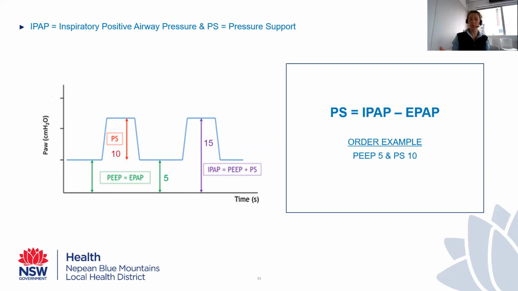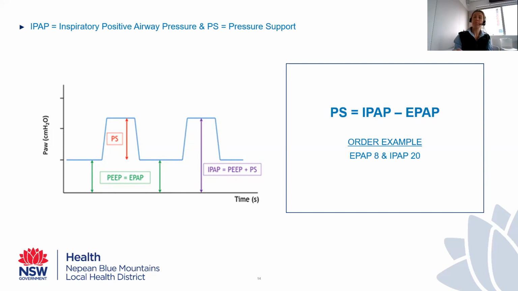So it is important that we understand the differences in the terminology and how we work out these pressures. So let's talk about another example. All right, I've got another one here. Remember, our pressure support is our IPAP minus our EPAP or our PEEP. Now I've been ordered an EPAP and an IPAP. So I've got an EPAP of 8 and an IPAP of 20.